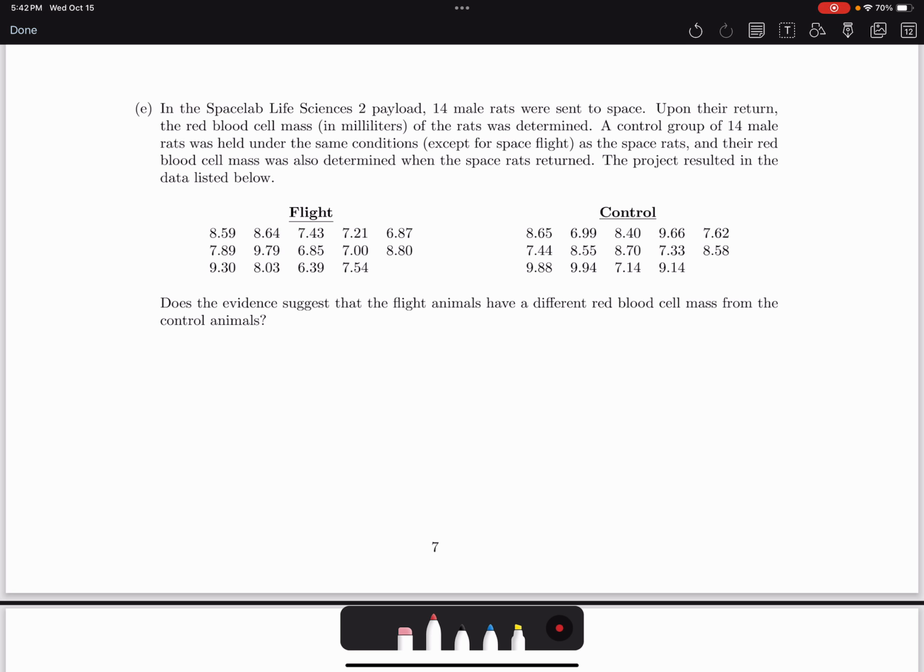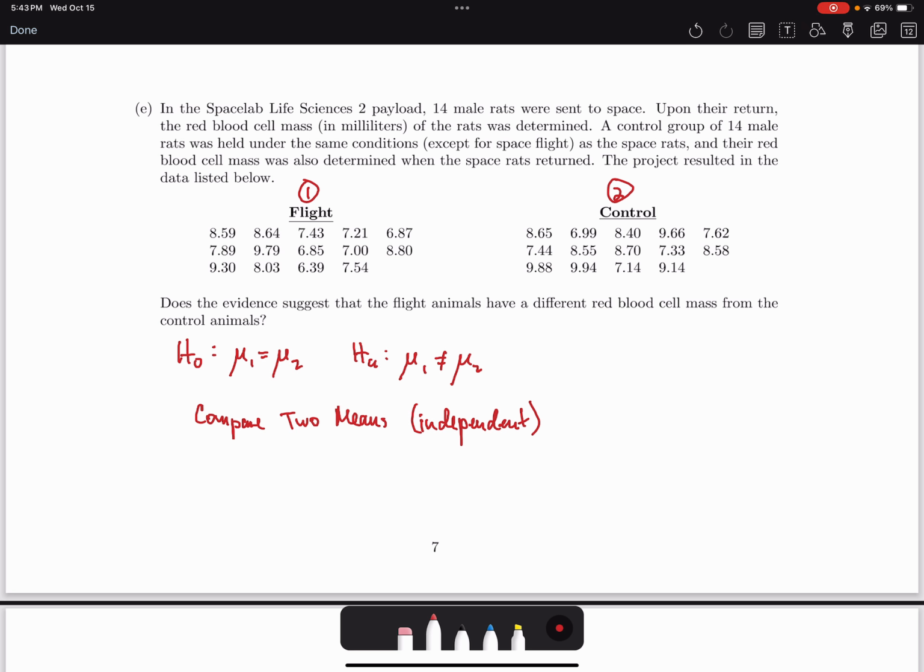Give it a pause. See if you can come up with the correct hypotheses. These are the hypotheses that you should have. Once again, the problem doesn't say anything about means or averages, but clearly looking at the data, I've got numerical data, so chances are I'm comparing means.